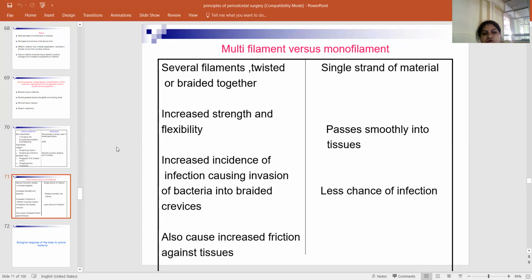But there is an increased incidence of infection, causing invasion of bacteria into the braided crevices, and also increased friction against the tissues. In monofilament, because of the single filament, there are fewer chances of infection. In multifilament, there are more chances of infection because in the multibraided material micropores are created, and these micropores can be directly invaded by the bacteria present in the oral cavity.